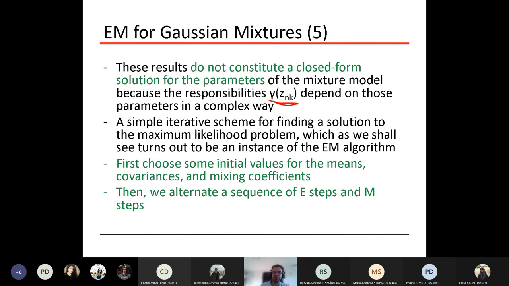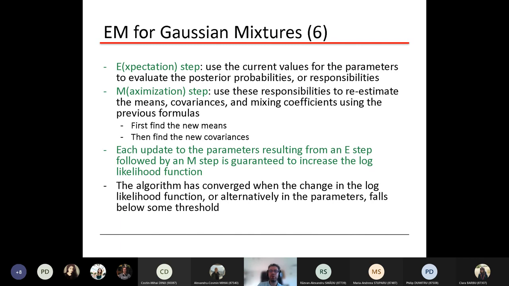This iterative scheme is called the expectation maximization algorithm. First, we choose some initial values for the means, variances, and mixing coefficients. They could be random or chosen a bit smarter. And then we alternate E steps and M steps. In the expectation step, we use the current parameters mu, sigma, p in order to compute gamma. Then in the maximization step, we use the values of gamma just computed in order to compute new values for mu, sigma, p. And then we do this iteratively.